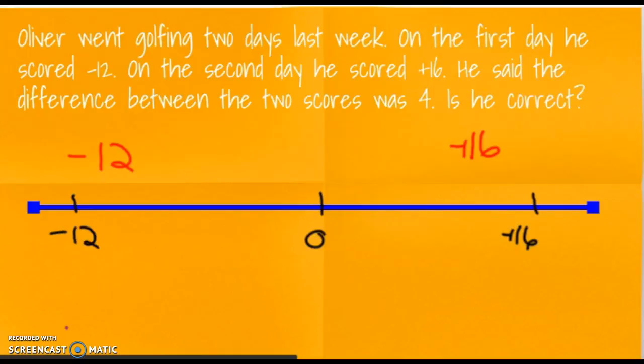So we're trying to figure out how far those are from each other. You could go ahead and fill in all the tick marks, like 1, 2, 3, all the way up to 16, and like -1, -2, -3, all the way to -12. But it should be fairly easy to see that these are more than just 4 away. In fact, they are 28 away from each other. So we would have to say no, they are not correct. Instead, they are 28 away from each other.